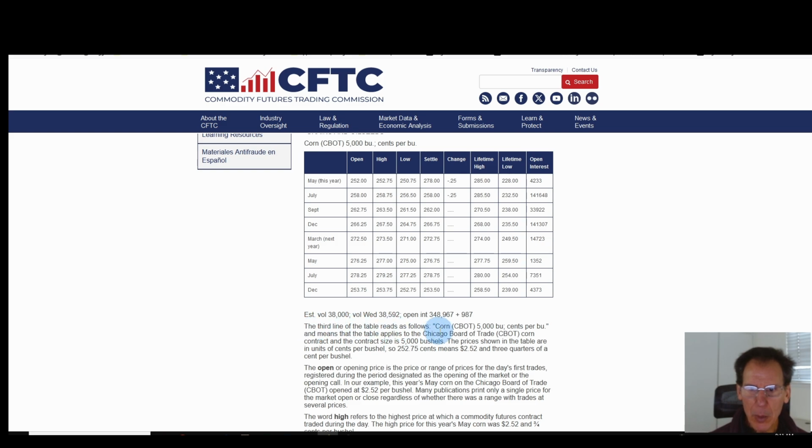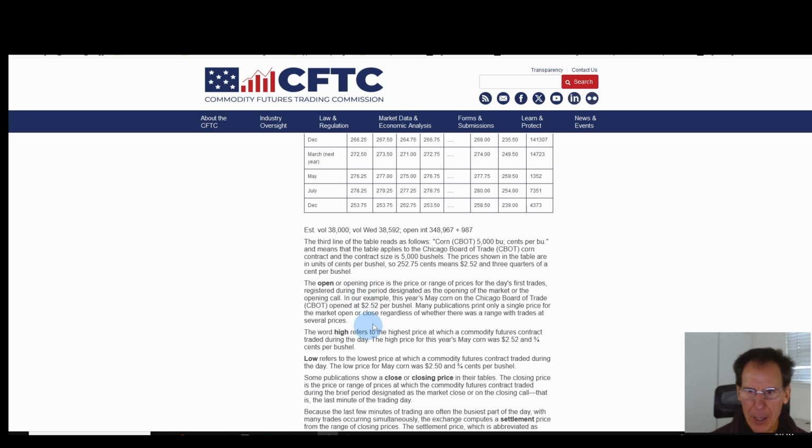The third line of the table reads as follows: Corn, CBOT, 5,000, cents per bushel. It means that the table applies to the Chicago Board of Trade corn contract, and the contract size is 5,000 bushels. The prices shown in the table are in units of cents per bushel, so 252.75 means 252 and 3/4 cents per bushel. The open or opening price is the price or range of prices for the day's first trades registered during the period designated as the opening of the market or the opening call. In our example, this year's May corn on the Chicago Board of Trade opened at $2.52 per bushel.